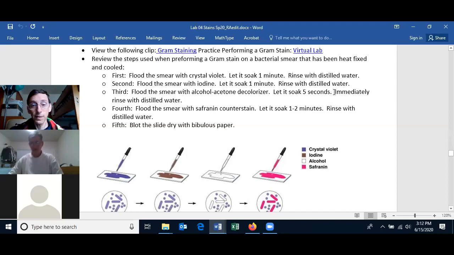And this is important that it be done immediately here. This one, it's not important that it be done immediately. You just need to do it before the dye dries. But here it needs to be immediate. And then fourth, flood the smear with safranin. Let it soak for 1 to 2 minutes. Rinse off the dye with distilled water. Pour off the water. Blot dry with bibulous paper, which hopefully you'll see in the video. And then you can look at it under the microscope.